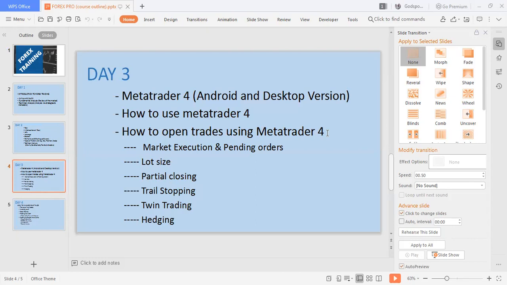But class, the truth about it is, there are some things I cannot do in the beginner's class. For instance, the desktop version of MetaTrader 4 is something I cannot do in the beginner's class. The reason being that in the advanced class, I'm going to analyze this on a laptop.